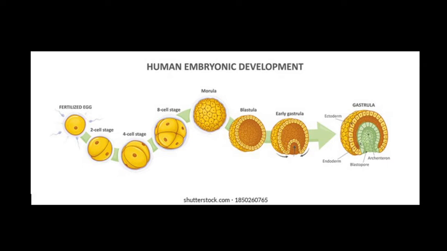ZIFT, zygote intrafallopian transfer, is similar to gamete intrafallopian transfer, except that the process of fertilization is carried out in the laboratory, and then the zygote or early embryo with up to 8 blastomeres is transferred into the fallopian tube, where it grows normally and travels to the woman's uterus.